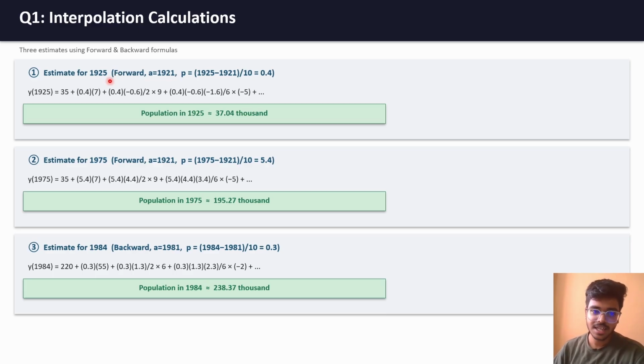Starting with finding the population at year 1925. So here for 1925, our x equals 1925, x naught equals 1921, and our h equals 10. And to calculate p, we perform x minus x naught all divided by h. So 1925 minus 1921 divided by 10 is equal to 0.4, that is our p. Now substituting values in the formula, we get the equation y of 1925 is equal to 35 plus 0.4 times 7 plus 0.4 times minus 0.6 divided by 2 times 9, and so on.